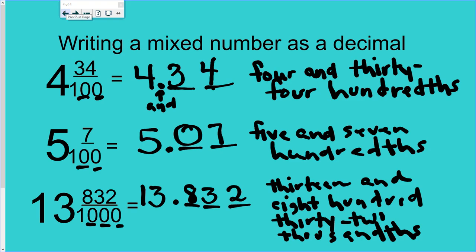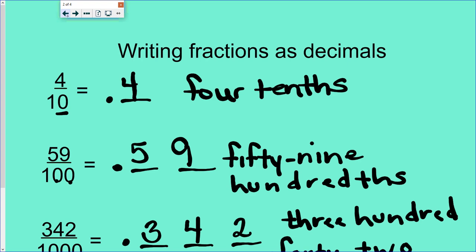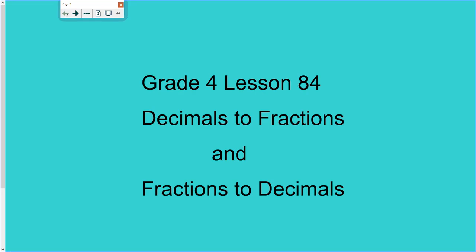And then again, going backwards, 4 and 34 hundredths, 2 digits after the decimal point because there's 2 zeros in the denominator. 2 zeros in the denominator here, 2 numbers here. 3 zeros here, so 3 numbers here. Okay? That is your lesson for today.